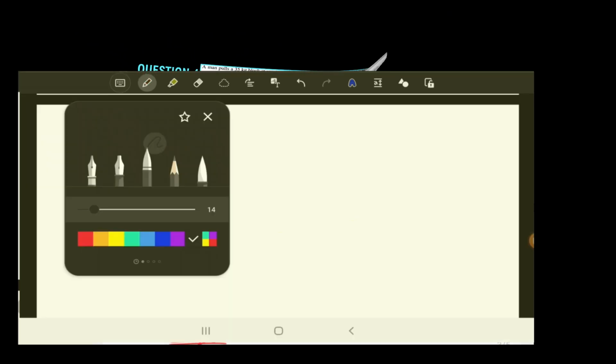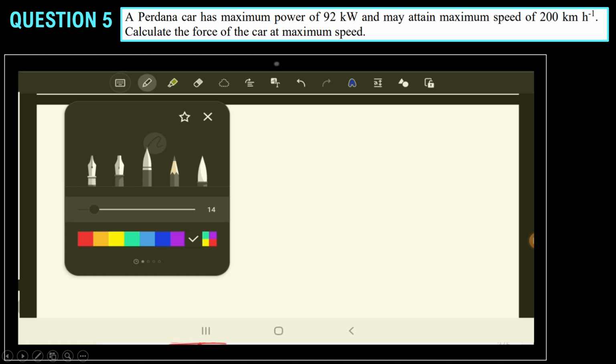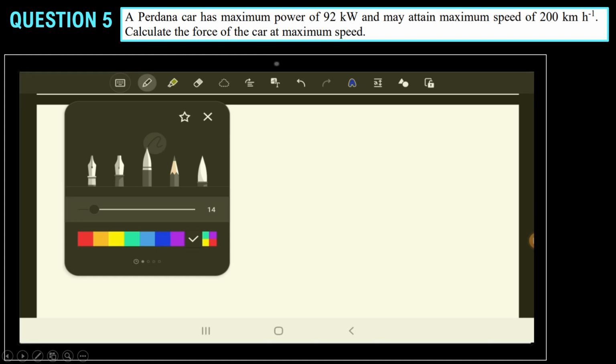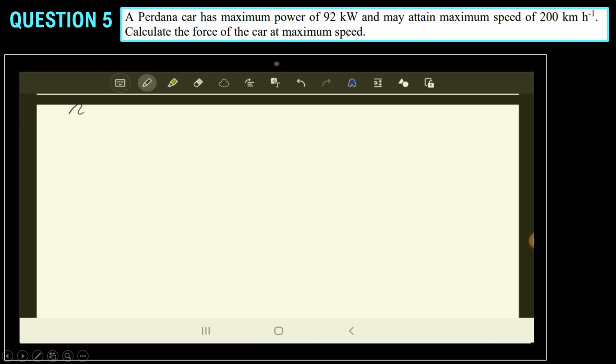So let's proceed to question number 5. Okay, question number 5, we have a Perdana car has a maximum power of 92 kilowatt. Okay, so the maximum power is given 92 kilowatt, so times 10 power of 3 watt. Okay, and may attain maximum speed of 200 kilometer per hour.